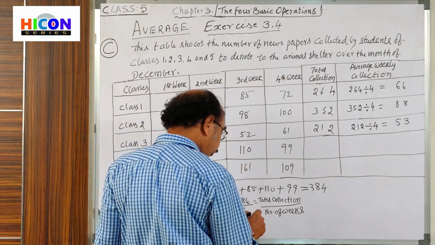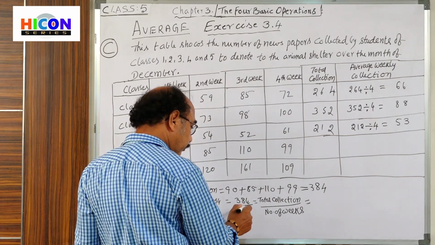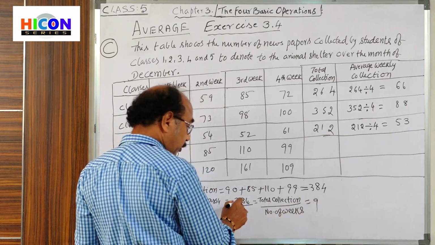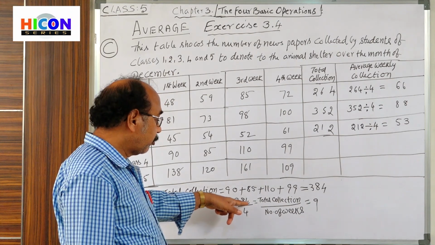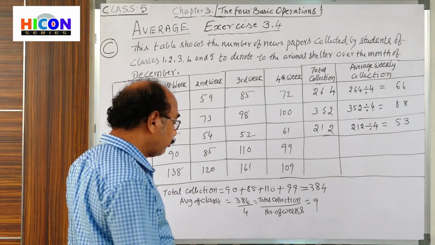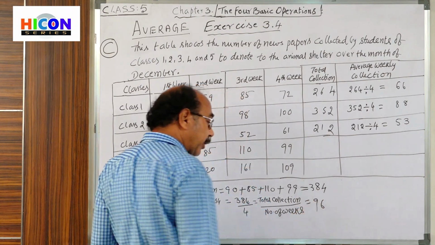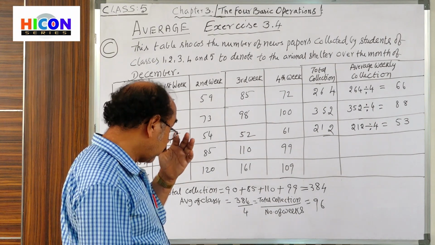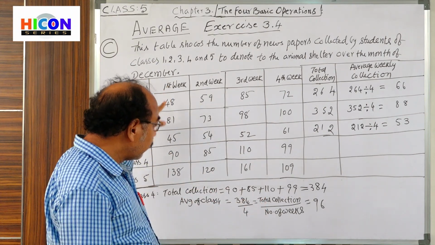So 384 by 4, that is equal to, divide. How many times here? 4 nines are 36. 4 nines are 36. 2 remainder. 24. 24 by 4. In 4 divides 24 how many times? 6 times. 96. Okay.